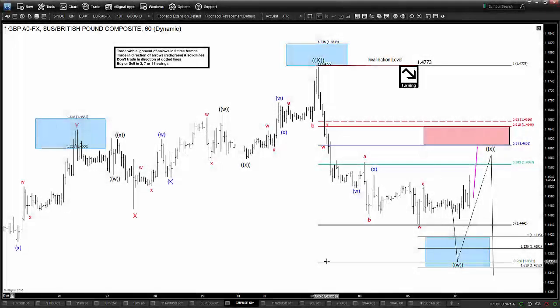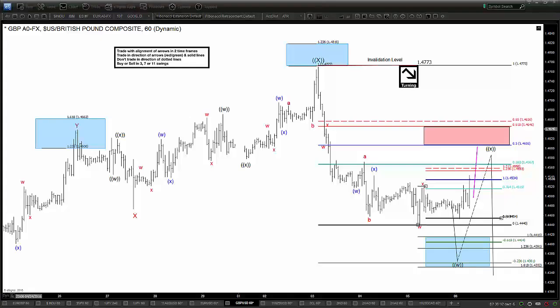Pound US dollar trading up into that full 50% short. In the near term here, there's an equal legs up off the lows that is running into some short-term resistance right here as we speak. Stops would be above the 145.50s, first targets of the 145.15s.